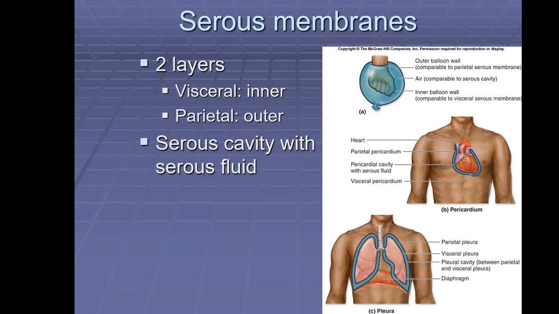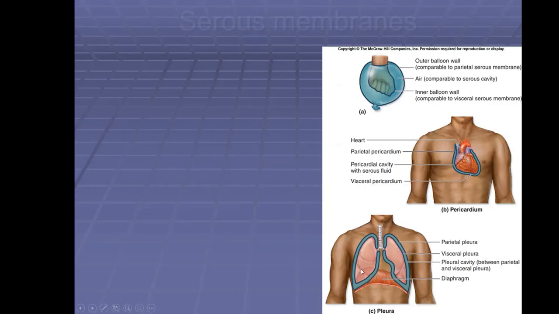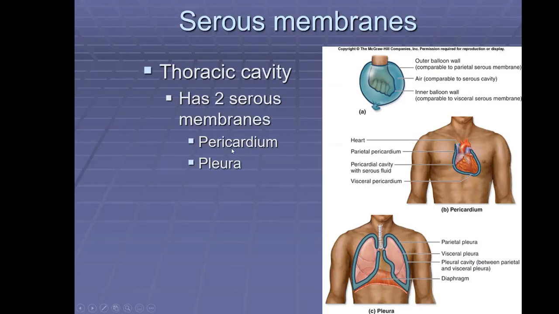So the three major serous membranes that we have: one surrounds the heart, it's called the pericardium. One surrounds the lung, it's called the pleura. And those two are shown here in this picture. Just like we name those layers, if we're talking specifically about the heart, we have a parietal pericardium and a visceral pericardium. Talking about the lungs, we have a parietal pleura and a visceral pleura, along with the pleural cavity.